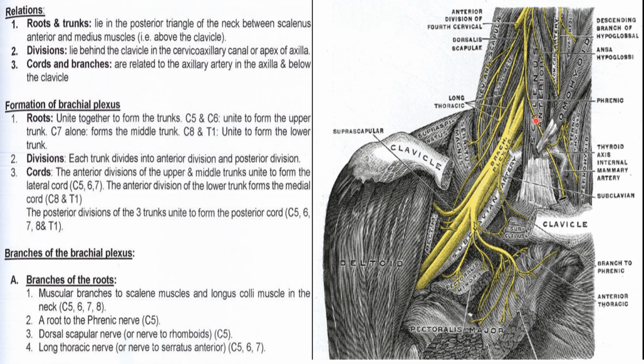So these are the roots here, okay, and the trunks coming out lie in the posterior triangle of the neck, between the scalenus. Scalenus anterior is here, you can see, the roots are coming from here, and the scalenus medius muscle, which are all going to be above the clavicle. Okay, the clavicle is here, so the trunks and the roots are all above it.